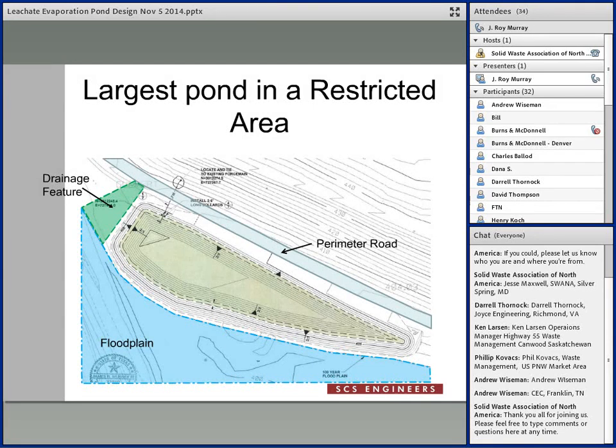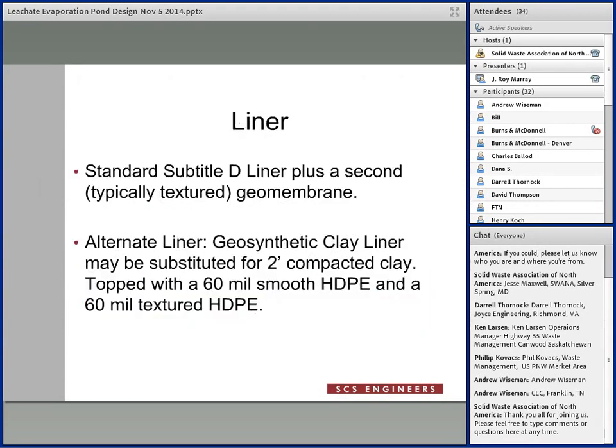This pond also has a 1% slope towards the upper left-hand corner again, and that sump that you can see there. The liner, standard what we use is just the typical Subtitle D liner plus a second geomembrane. Generally what we've been using is textured geomembrane. You don't have to use textured geomembrane as a top layer if you've got a particularly twisted sense of humor and want to watch people slide down it, but otherwise that's what we use.